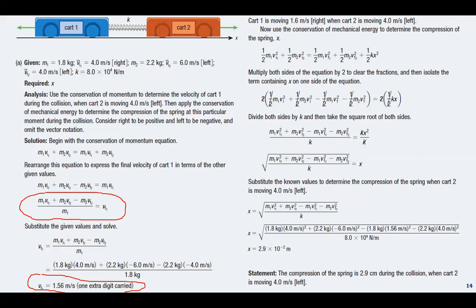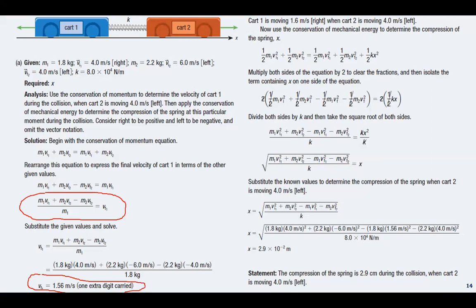So cart 1 is moving at 1.6 meters per second. Direction is to the right because the positive sign indicates the direction, right? The right is our positive direction in this case. So cart 1 is moving at 1.6 meters per second to the right, when cart 2 is moving 4.0 meters per second to the left.